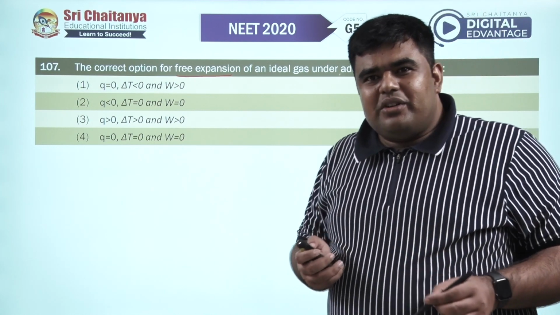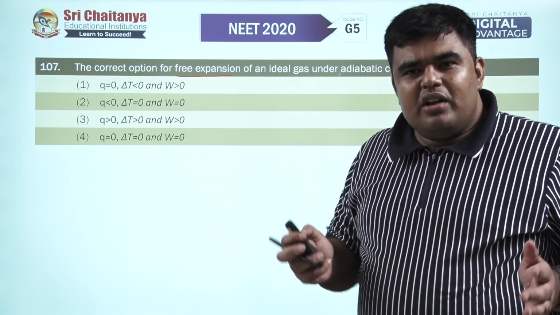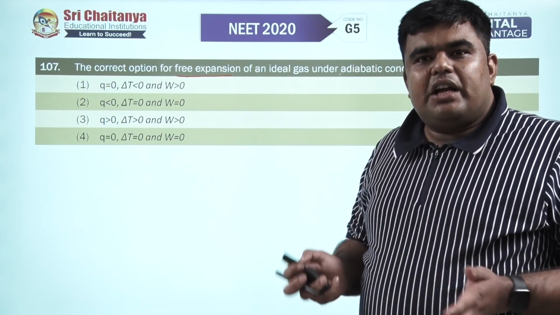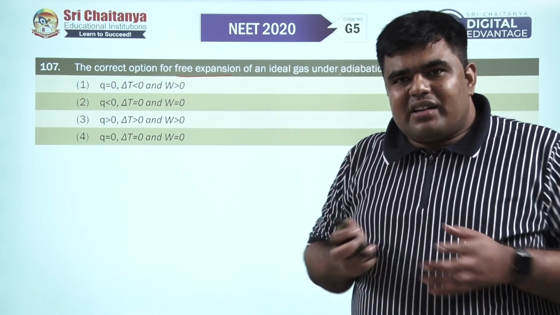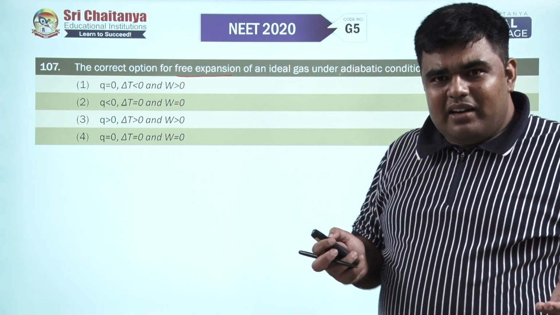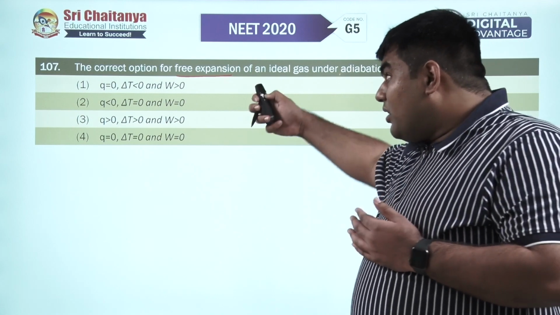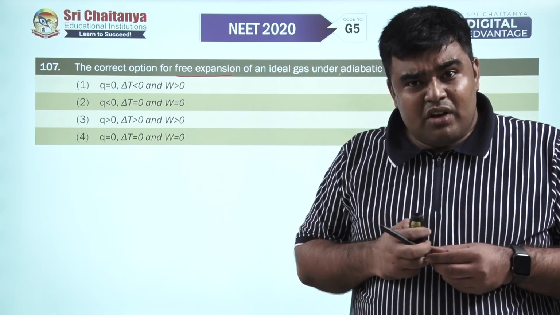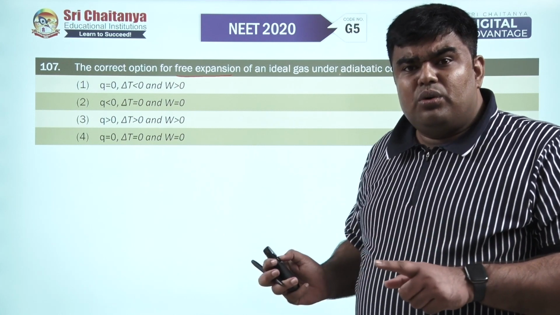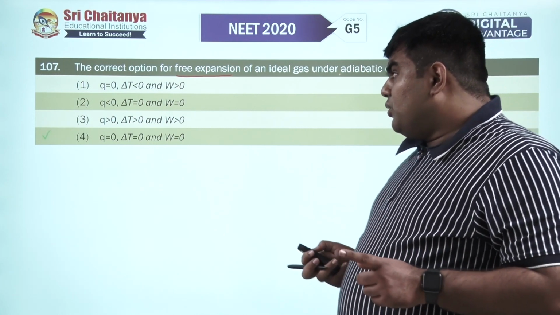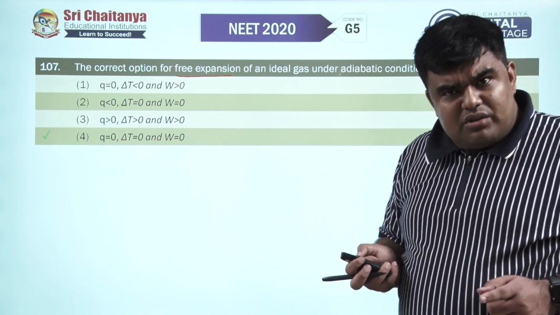Using the first law, delta U is equal to Q plus W, both Q and W are going to be 0, that means delta U will also be 0. Now delta U is nothing but n Cv,m delta T. Now delta T will also be 0. So for this kind of adiabatic expansion, we are going to have all 3, Q, delta T and W, all 3 going to be 0. So the fourth option is going to be correct for question number 107.